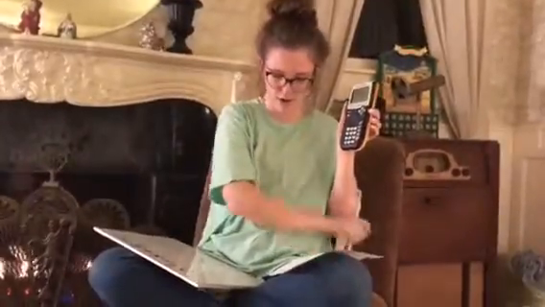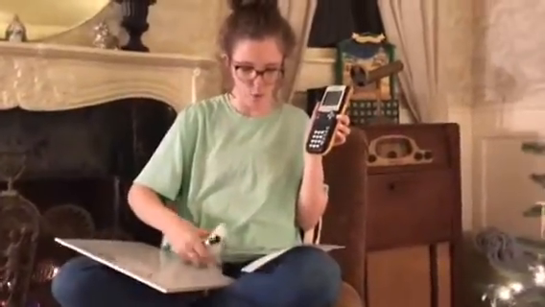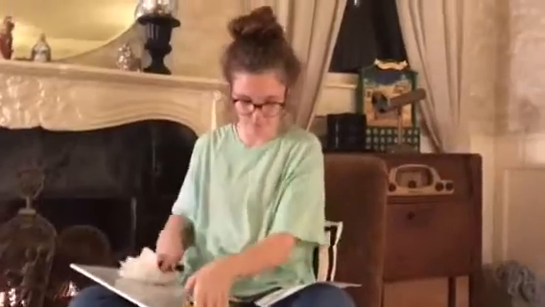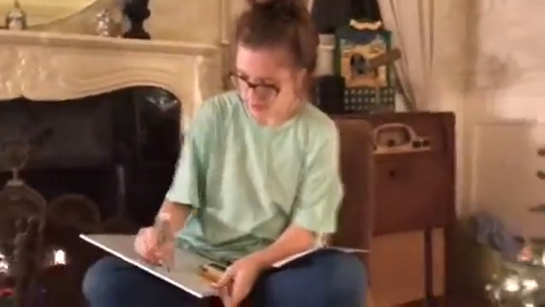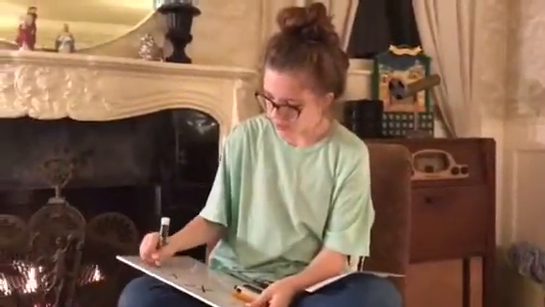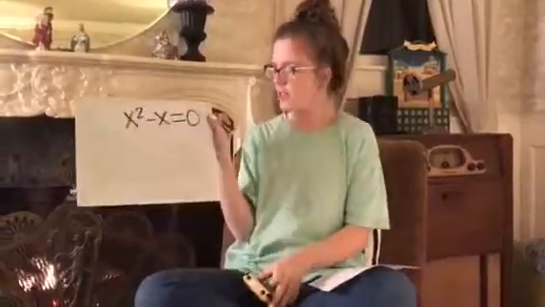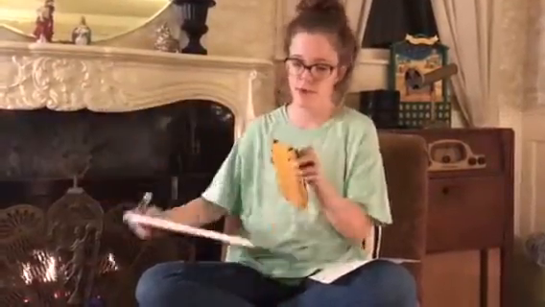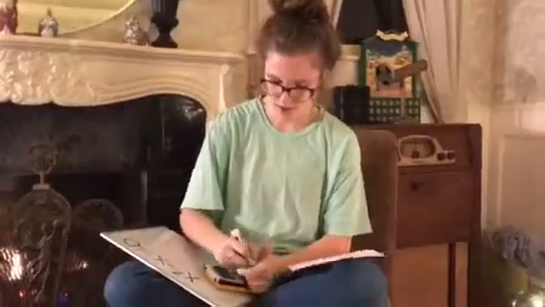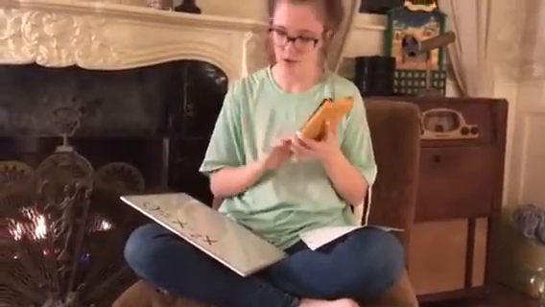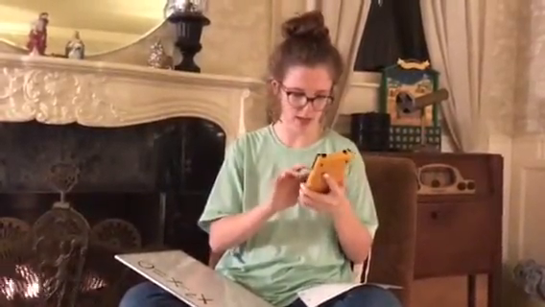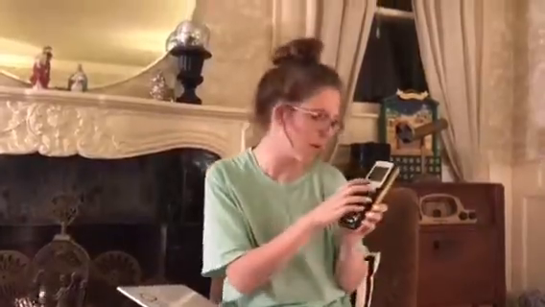Now, let's do a problem that has only one solution. Your equation is x squared minus x equals 0. So that's your equation. Now put it in your calculators. So go to y equals, clear the y1, put x squared minus x. And then the second one is 0.